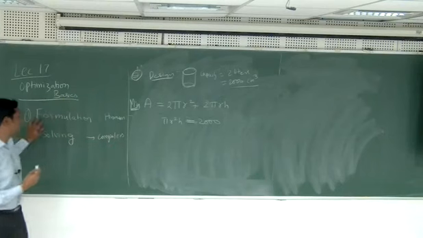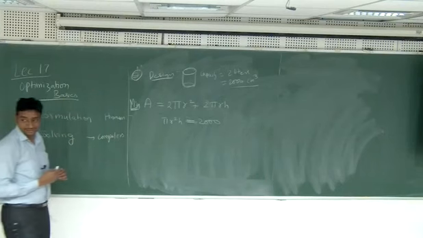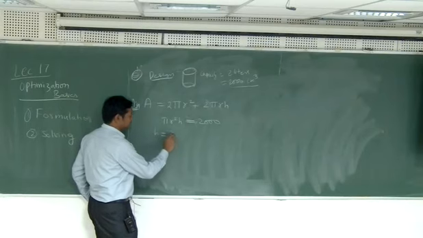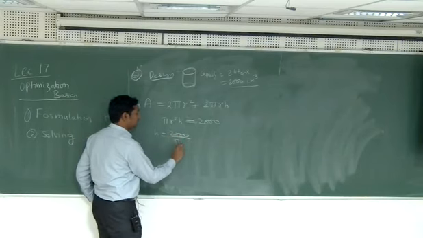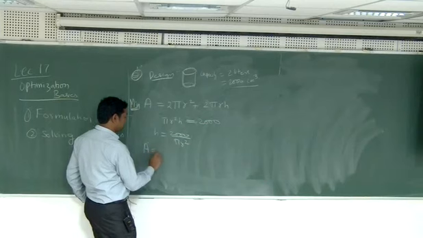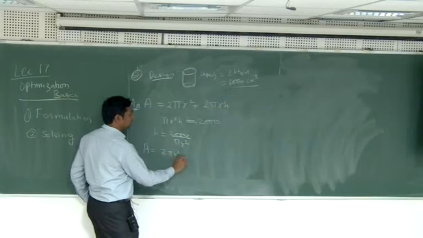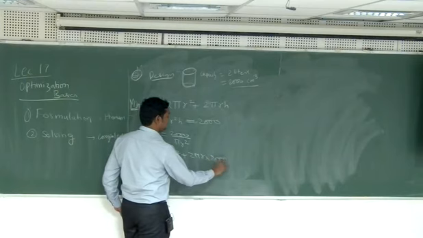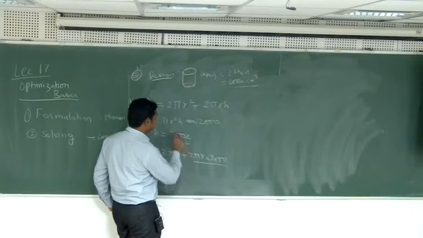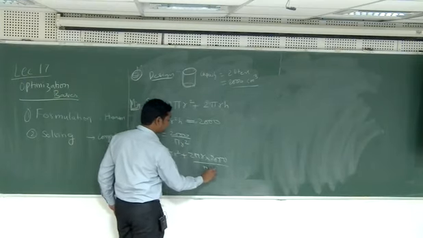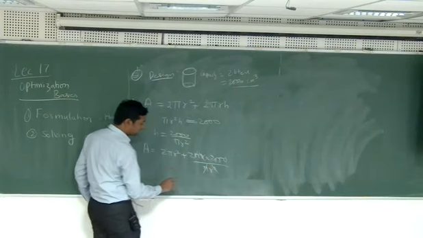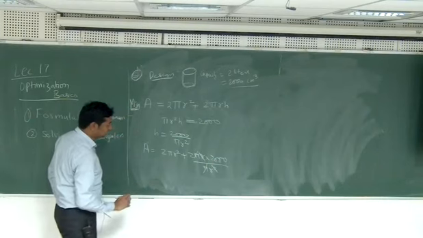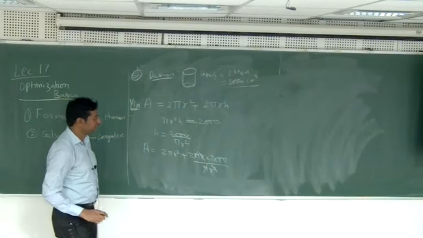So this we have formulated. Now how to solve it? So what do you want to do? h equal to 2000 by pi r square, and then A equal to 2 pi r square plus 2 pi r into 2000 divided by pi r square. So pi cancels, r will be like this, this will be 4000. Okay. So what is the next step?